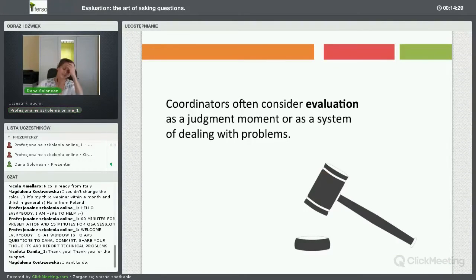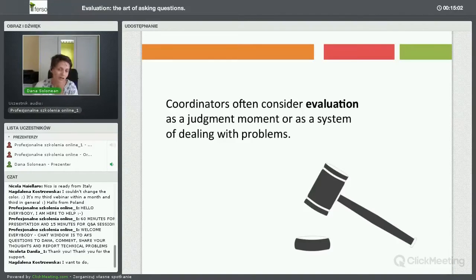Now this will come as a shock after seeing so many dots on blessing and little crowns also. But actually, the literature, my personal experience, and even the research that we did in the frames of this project show that coordinators very often consider evaluation as a judgment moment of a system that deals with problems.